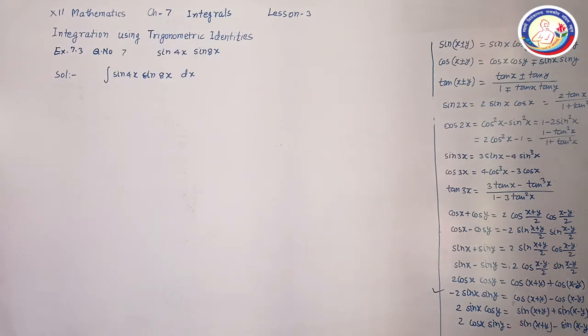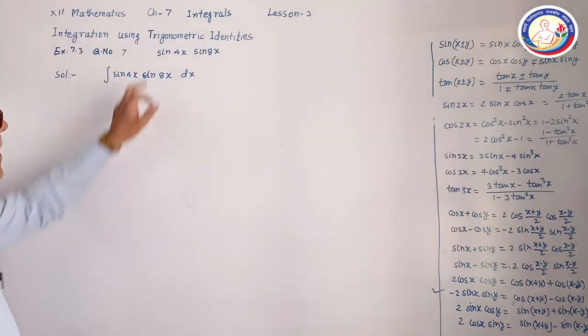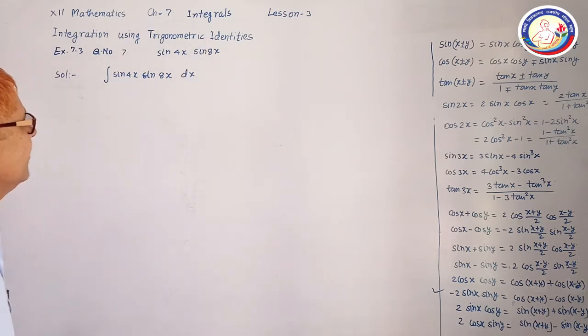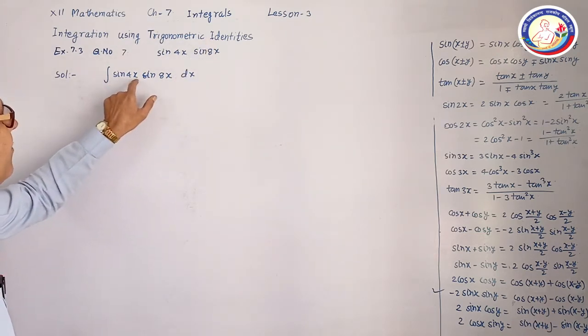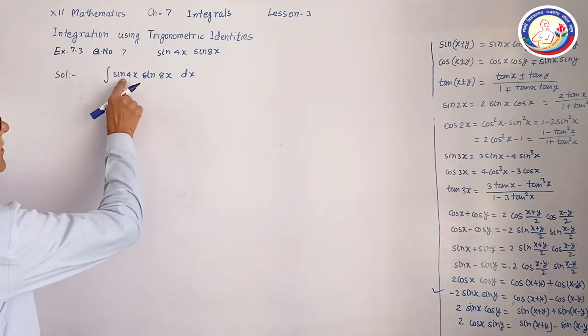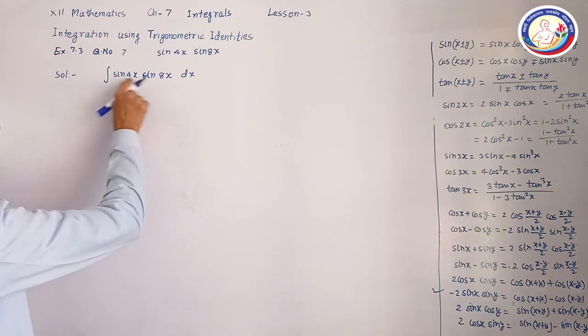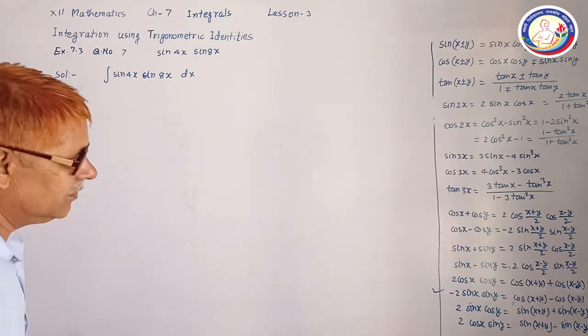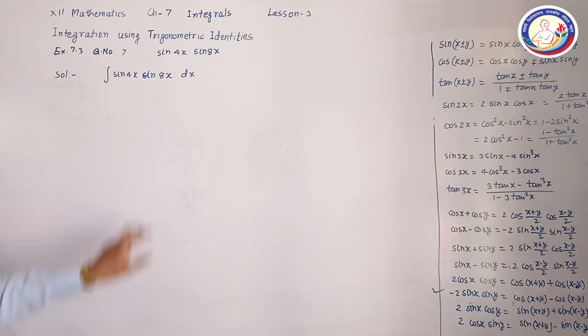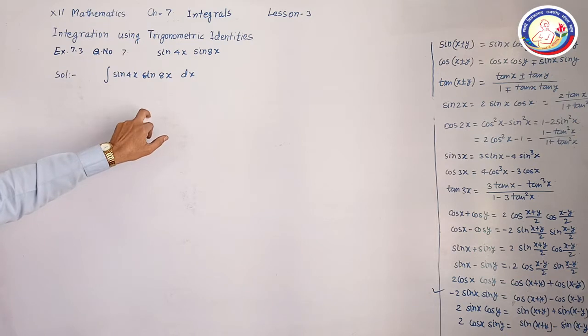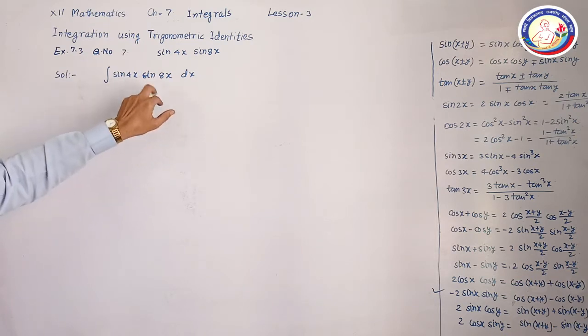I am taking question number 7. We have to integrate sin 4x multiplied by sin 8x. So the integrand is sin 4x into sin 8x. This is with multiplication, the product of these two functions. So it is impossible for us in this form to find the function which on differentiating gives this, or we can't integrate it in this form.